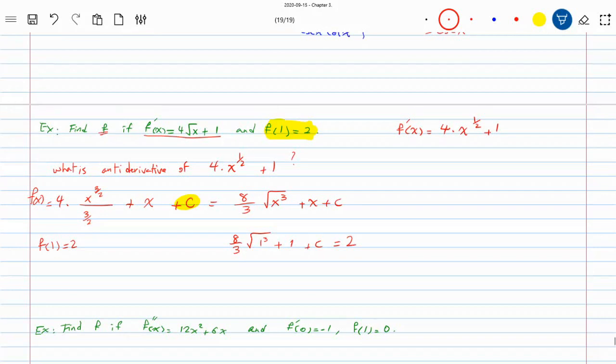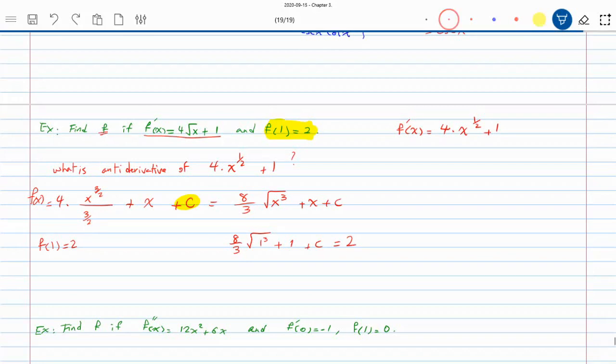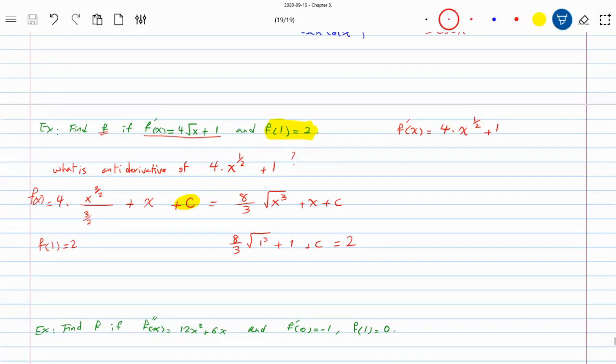So now it's just a simple calculation. The square root of 1 cubed is still 1, times 8/3, plus 1. So this adds up to be 11/3 plus some constant c equals 2. We can figure out what that constant c is by subtracting 11/3, so this is 2 minus 11/3, which is 6/3 minus 11/3, so negative 5/3.